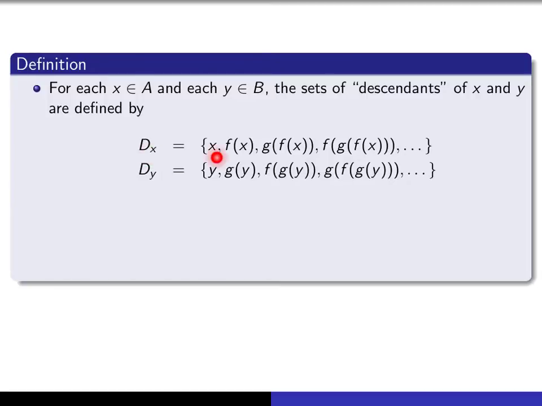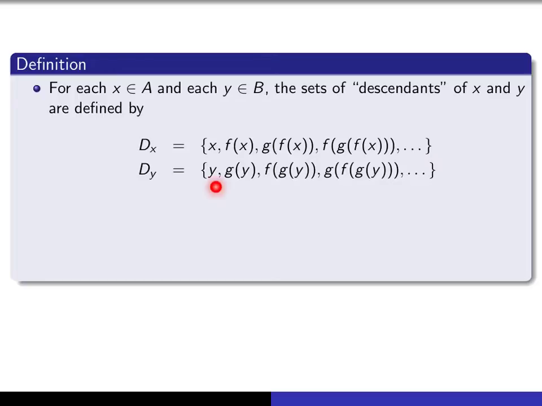We start with x, then we know that f maps from A to B, so that means it makes sense for us to take f of x. That gives us an element of B. Then I can take g of the result. That will then bring us back to A, so I can take f of that result, etc. We just keep taking the image of the resulting elements, and we call those the descendants of x.